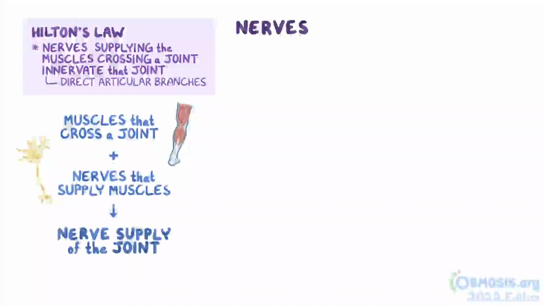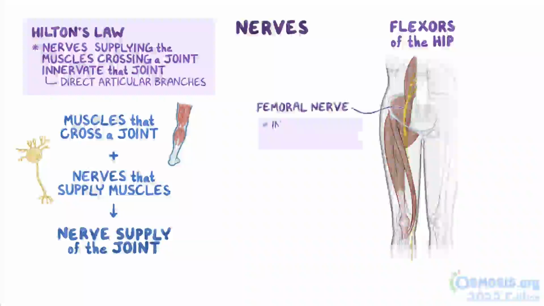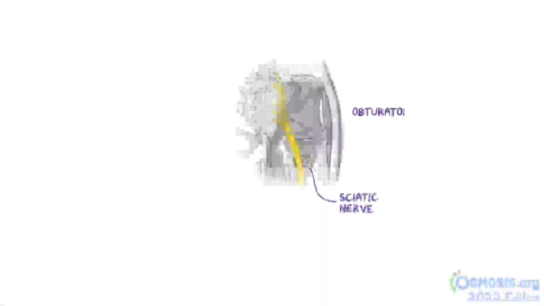For example, the hip joint is crossed anteriorly by the flexors of the hip, which are innervated by the femoral nerve. So the anterior aspect of the hip joint is innervated by the femoral nerve. The rest of the hip joint is innervated by the sciatic, obturator, and superior gluteal nerve.